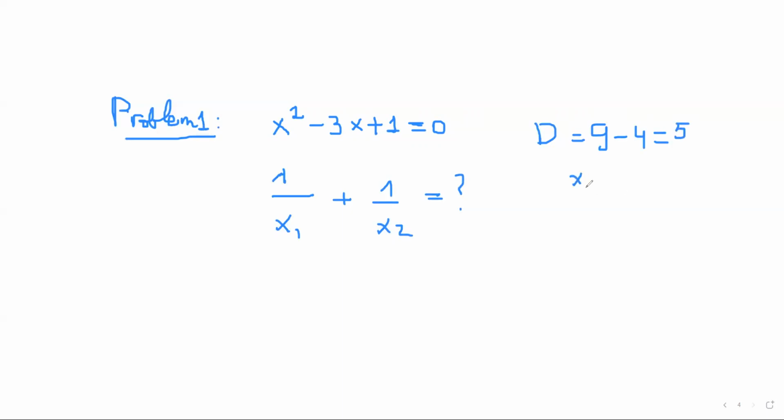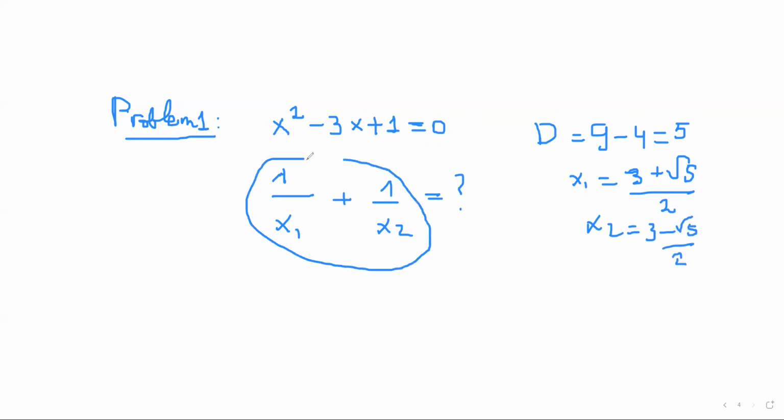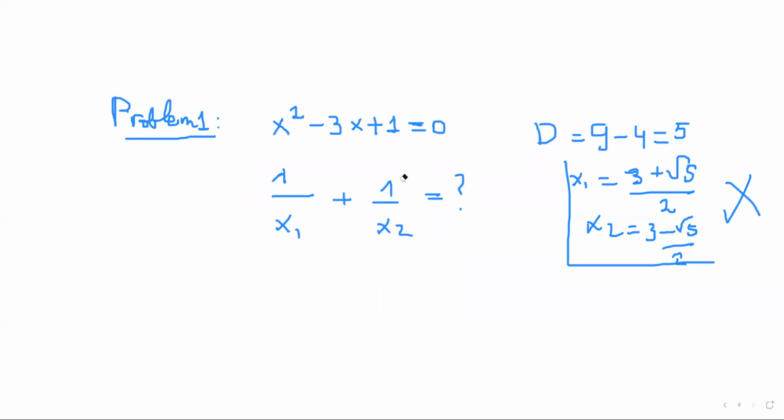So obviously x1 equals 3 plus the square root of 5, divided by 2, and x2 equals 3 minus the square root of 5, divided by 2. However, you can see from this expression that we have a difficulty. Of course, such tests in the exam do not require finding this. So we are going to forget about it and solve it with a different method. Today I'm going to show how we can do it.